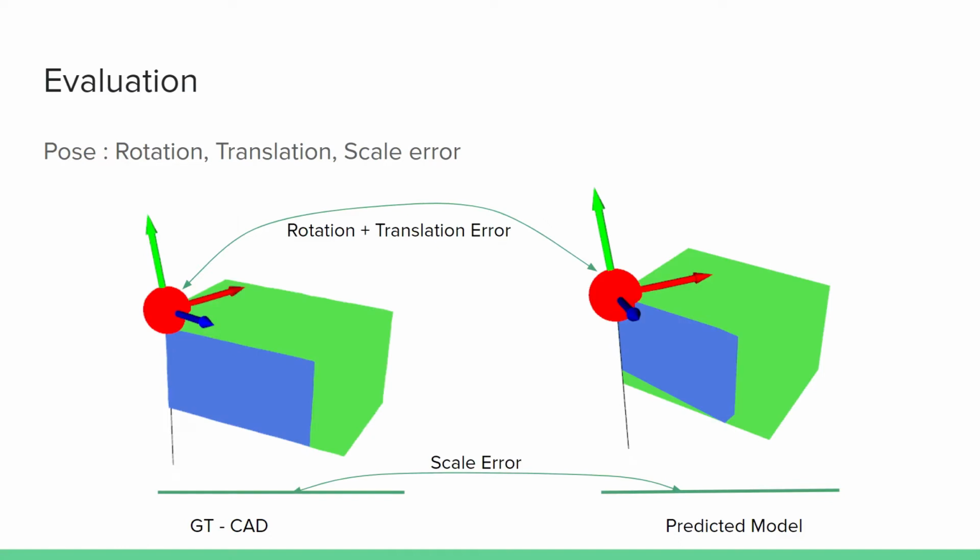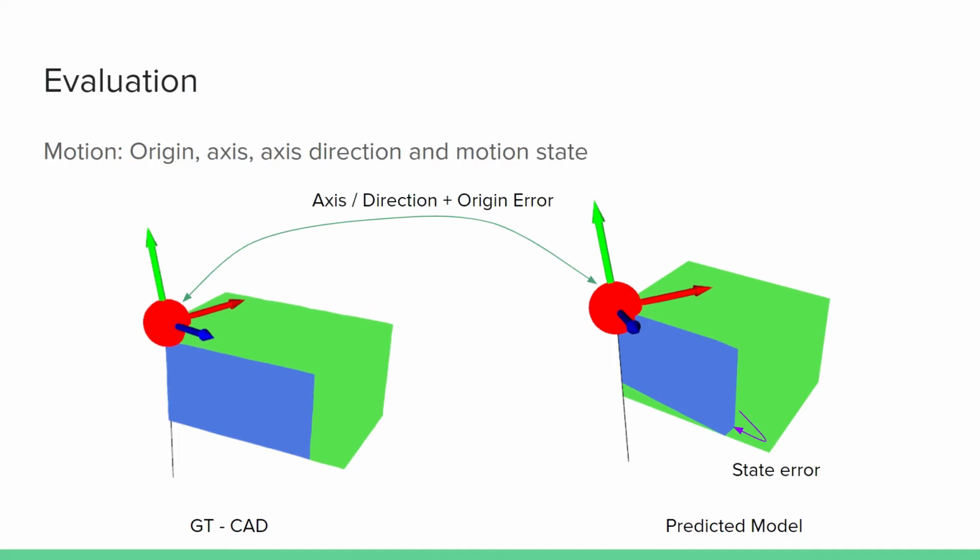For pose evaluation, we measure the rotation and translation error based on the prediction to ground truth mesh alignment transformation matrix calculated by the ICP. For the scale error, we measure the discrepancy of the ratio between the maximum dimension of the ground truth and predicted mesh. Lastly, for motion, we compute the Euclidean distance between the motion origins, angle difference between the motion axis, with and without taking direction into account. For the state error, we use the absolute difference between the predicted and ground truth articulation angles.